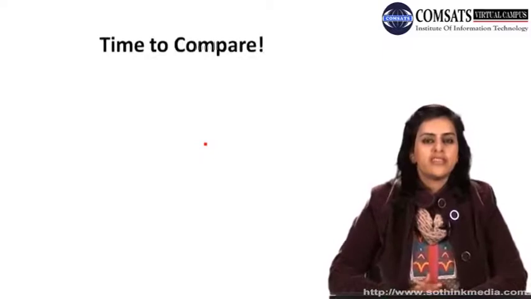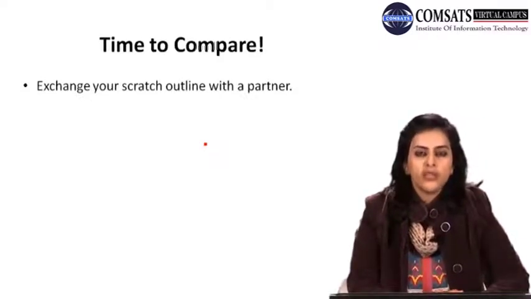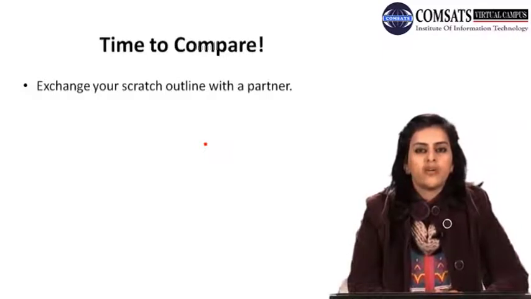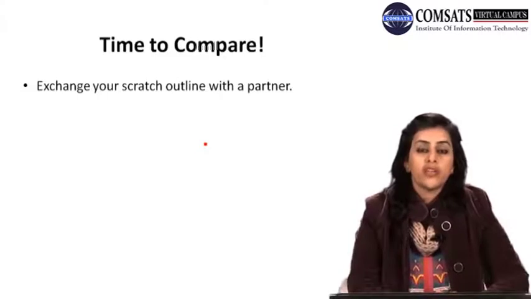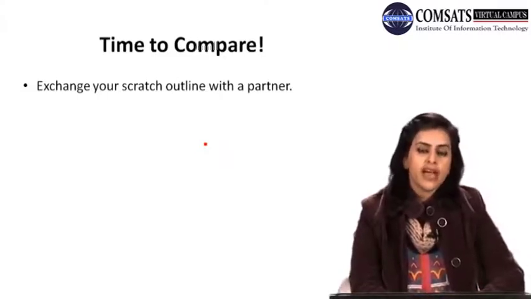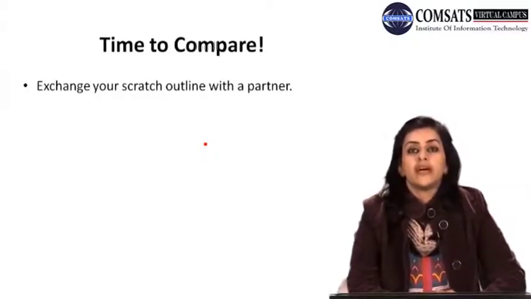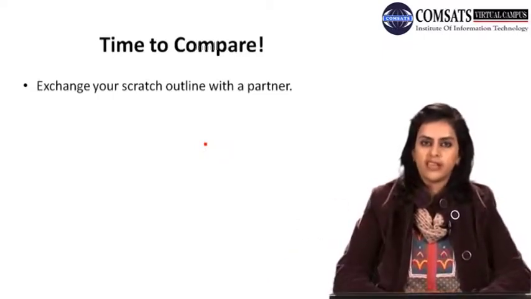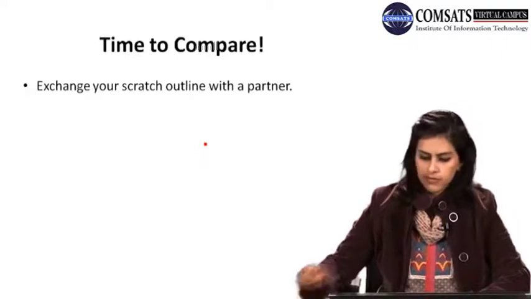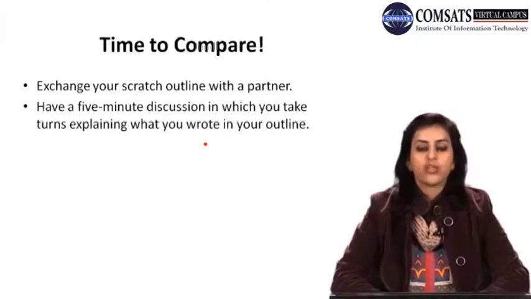Now once you have created your outline, there is a time to compare. You have made an outline and your friend has also made an outline. What you can do is share your outline, whether it was made as a sentence outline or a topic outline. You can exchange your outline with your partner and take the outline that he has made. Have a 5 minute discussion in which you take turns explaining what you wrote in your outline.